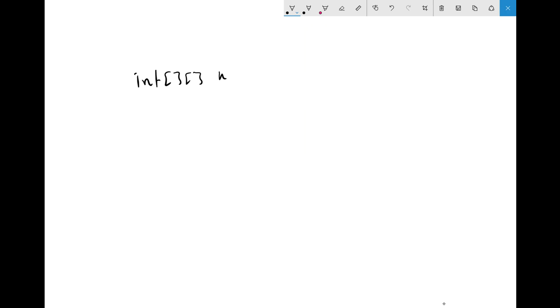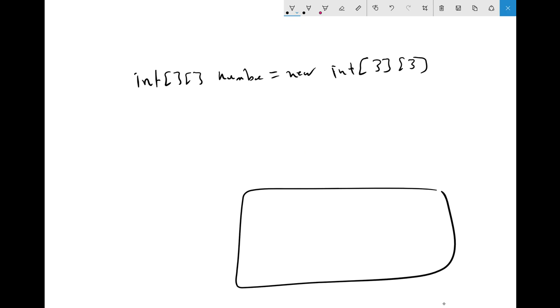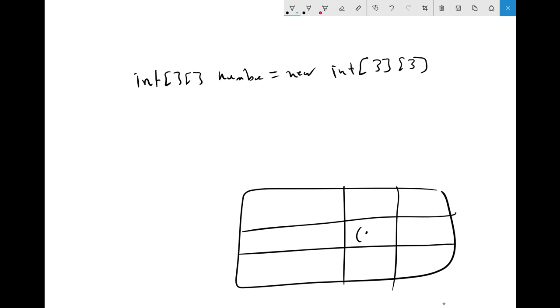Let me name it numbers, and you say equal new integer. You give a size, like for example 3 rows, 3 columns, and you try to access any index. For example, if you want to access, let me say this is 3 by 3. So if you want to access this cell, it should be 1 1. Is that right? Yes, 1 1. This is 0 0. This is 2 2.